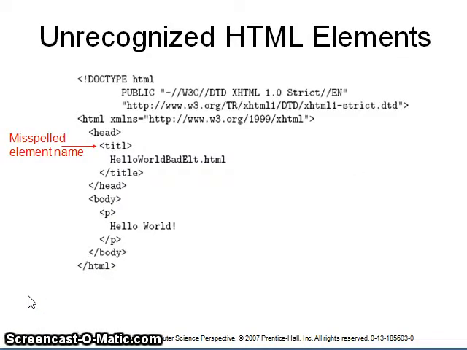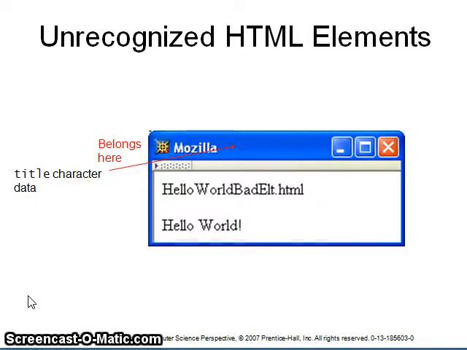Next we are going to discuss unrecognized HTML elements. What happens when some unrecognized HTML element occurs in our document? In this example, we have TITL, which cannot be recognized by a browser. In such a case, the browser skips that element and takes only the content, and the content will be displayed in the body section. So this is what happens. Here we have a misspelled element name, so instead of displaying the title on the title bar, it will be displayed in the body area.